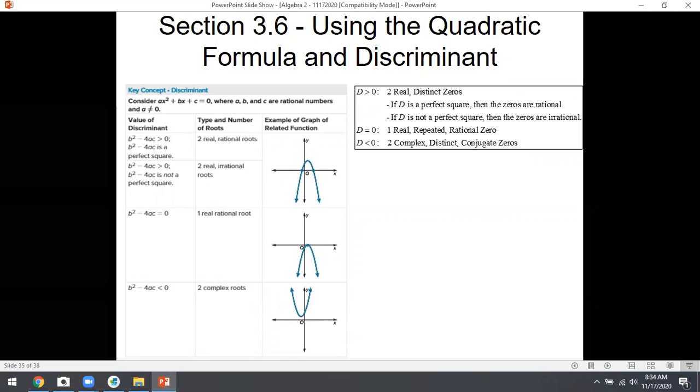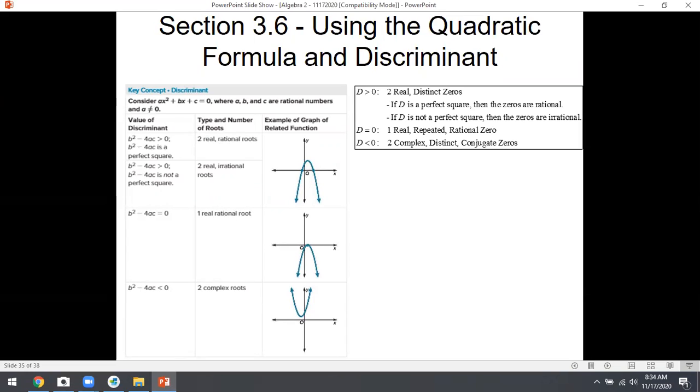That's less than 0, right? So your answer to this is to blindly kind of copy down what this says. That means that there's 2 complex, distinct, different conjugate zeros. Write down that line. Basically, you're going to figure out which one this is and write it down. That's your answer. This implies there's 2 complex conjugate zeros. And if you did the quadratic formula all the way through, that's what you would get.